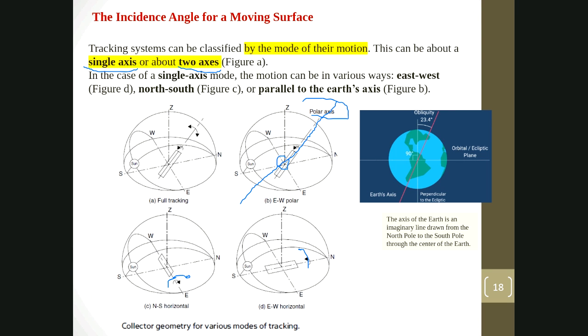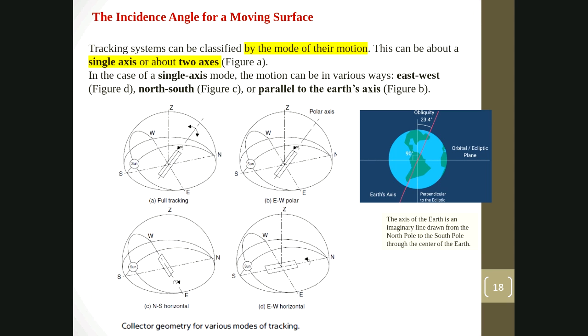So here, this is the red line. It moves from the North Pole to the South Pole, passing through the center of the Earth. So I will put my collector. This is the collector, or the surface. The axis of the collector is parallel to the axis of the Earth. Each of these arrangements will have a different incident angle.